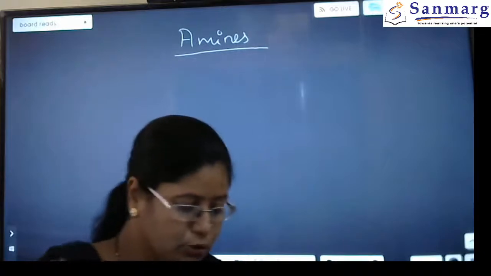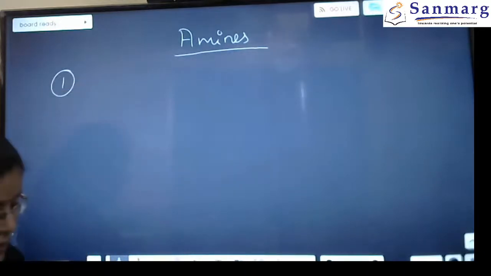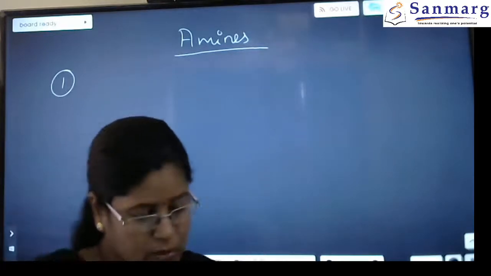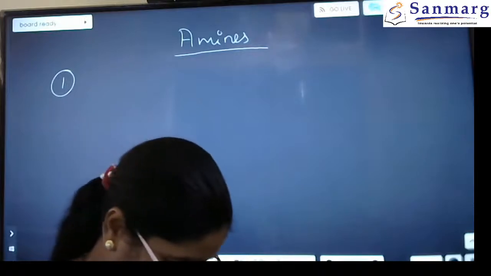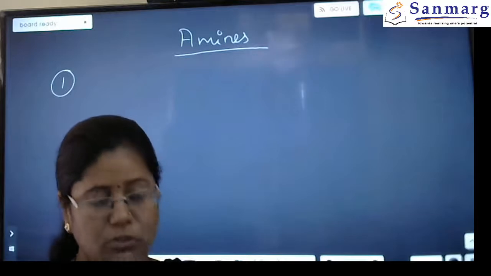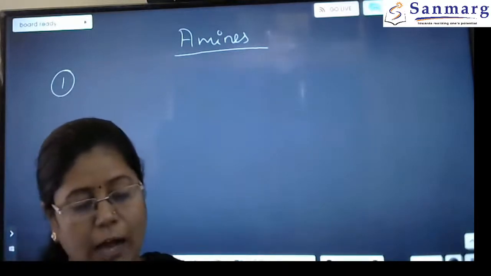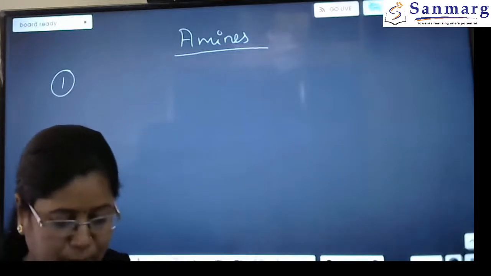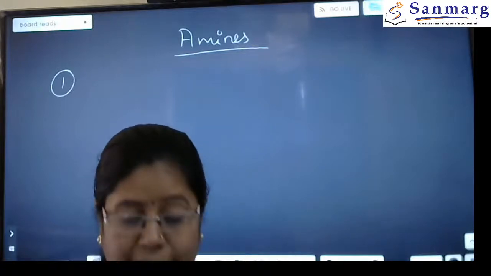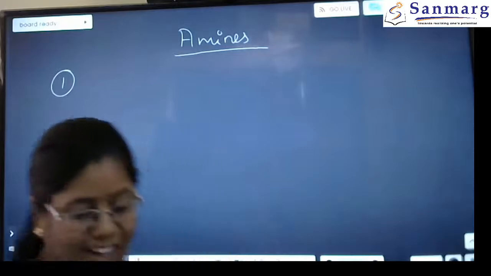Okay, here question number 1. This is from a different author, Dinesh, Common Entrance Test Chemistry, a different book. Here, aromatic primary amine when treated with cold nitrous acid gives. So I'll write the question here.